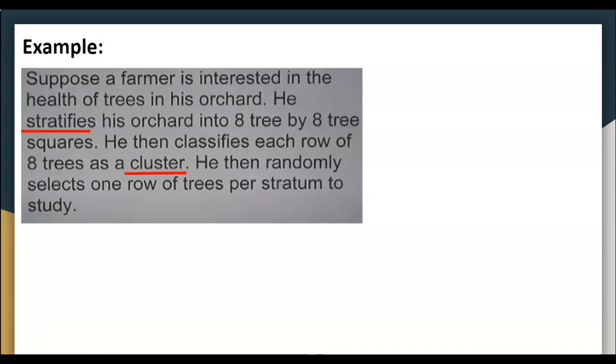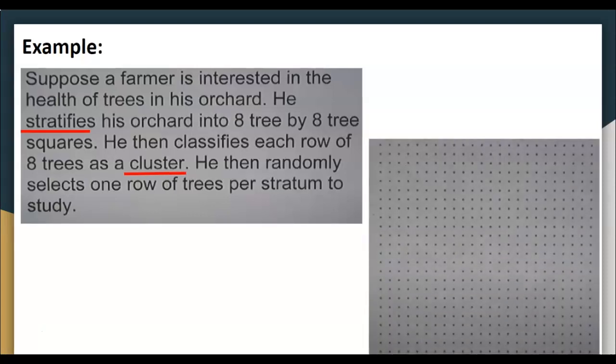So to illustrate this, let's say this is the orchard. And then what he did first is stratify this orchard. So he's going to draw 8 by 8 tree squares. So that would represent one stratum. So one square will represent one stratum, which is 8 by 8 trees.